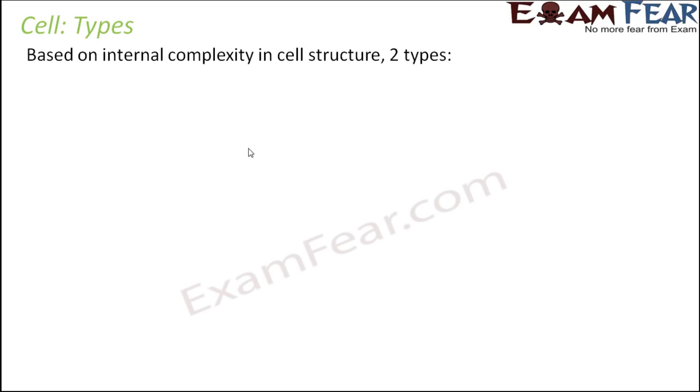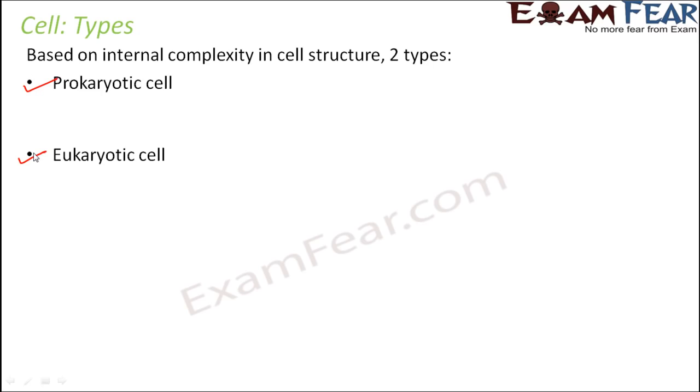Now, based on the internal complexity in cell structure, there are two types of cell: prokaryotic cell and eukaryotic cell. So these are the two types of cells based on the internal organization of the cell. One category of cell has specific compartments, membrane-bound cell organelles, whereas the other type of cell doesn't have them.